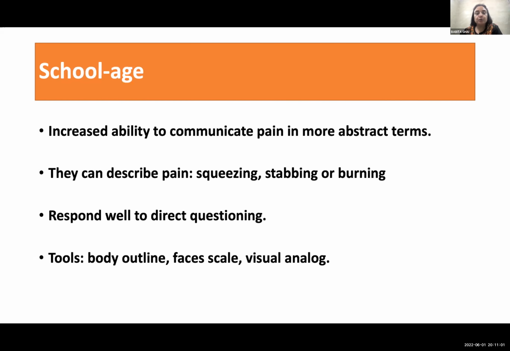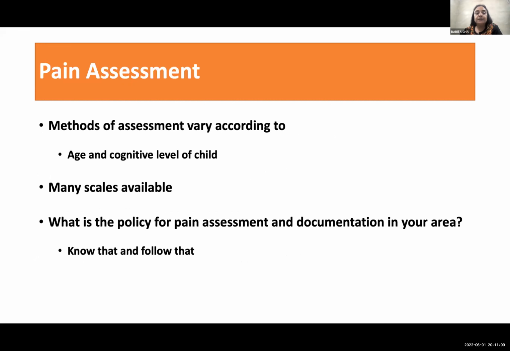School age children usually have the ability to communicate, and the self-report or the faces scale and the visual analog scale can be utilized for them. So the pain assessment tool, though there are many tools available, which I will be touching on in the next few slides, should be used according to the age and cognitive level of the child in the particular setup. There are various tools which can be used in various institutions, and each institution might have a different set of pain assessment tools being used in the pediatric patient.